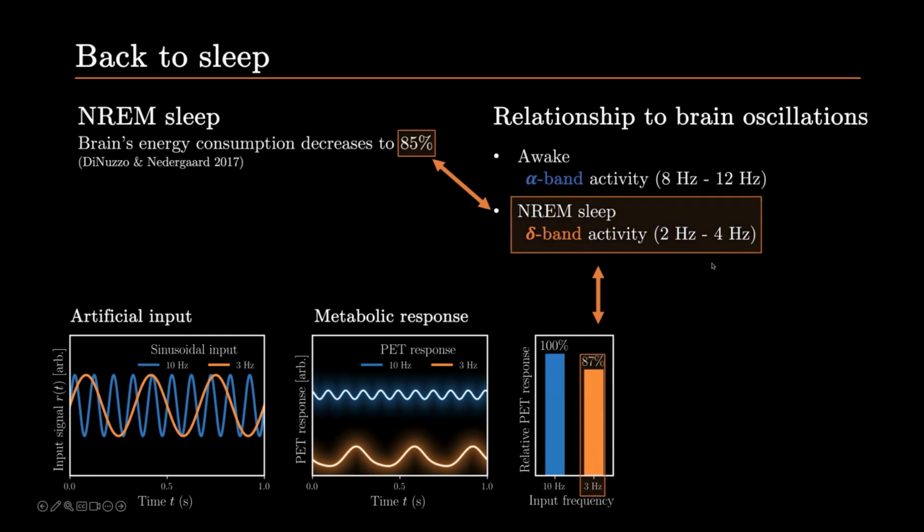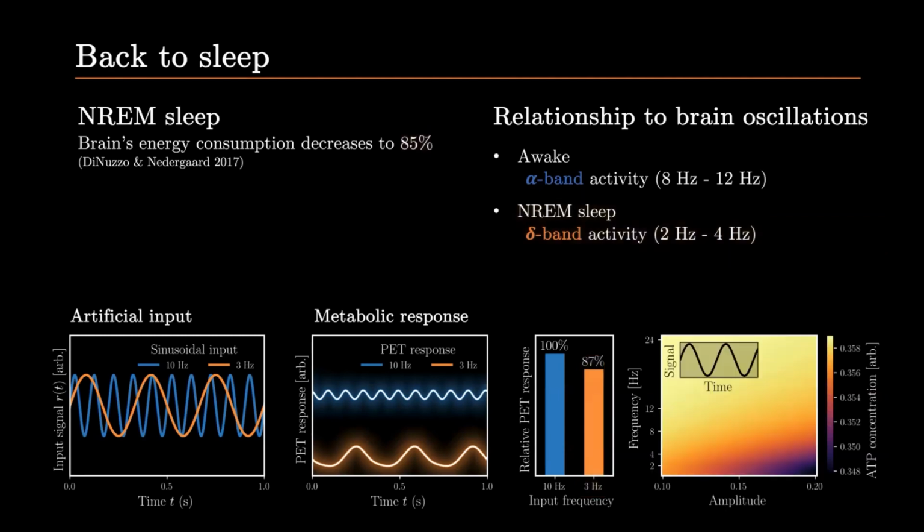So when we inject the 3 Hertz frequency into our PET model, we get 87% of the energy consumption as compared to the 10 Hertz signal. And we can do, of course, a systematic analysis since it's a 2-dimensional model. It's, of course, tuned to empirical data, but it's a simple model, so we can investigate these things systematically in a very, very easy way to get insight into this. Here we can see that the PET response or the ATP concentration is sensitive to the amplitude as well as the frequency.